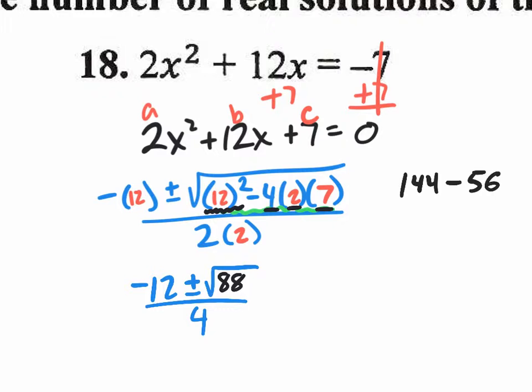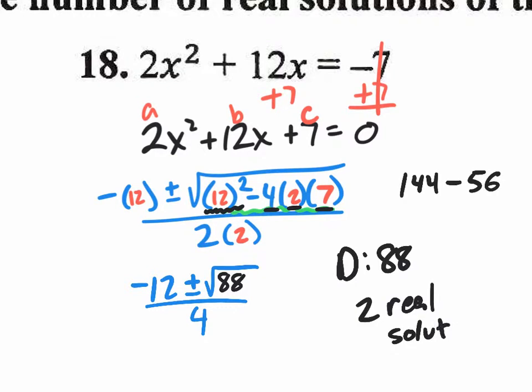Now, I could continue and try to simplify the square root of 88, but they're not asking for the answers. They're just asking how many answers you are going to get. What's your discriminant? My discriminant is the value 88. If it's a positive value, how many answers am I going to get? 2 real answers, 2 real solutions, or roots, or whatever you want to call them. I know that the discriminant is 88.